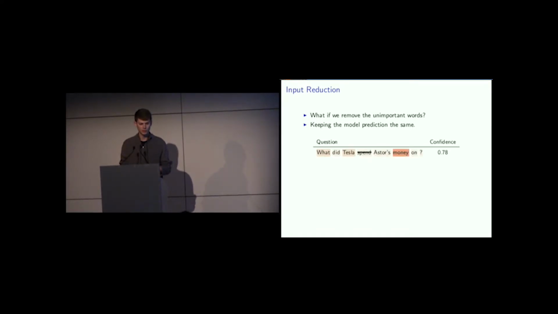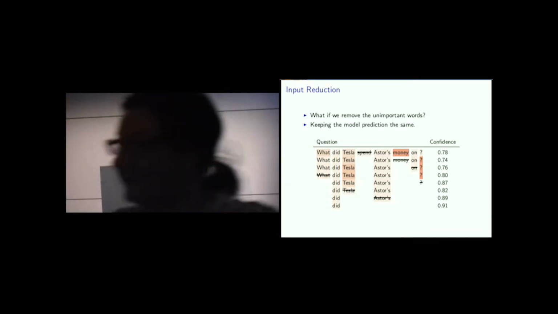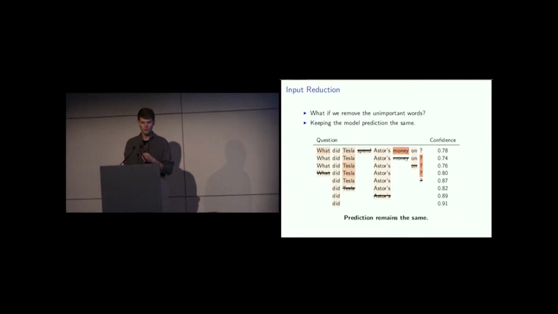Let's walk through an example of how this works. We'll first remove the word spend, which is the least important word according to the interpretation. Interestingly, the word money, which was the most important, is the least important in this new interpretation on the shorter input. We can keep doing this process, removing on. Eventually, we get to just the question word did, and the model predicts the correct answer, Colorado Springs experiments, with a confidence of 91%. So the prediction is the same, crucially, and our intuition completely failed.